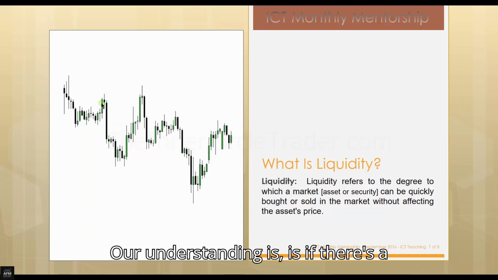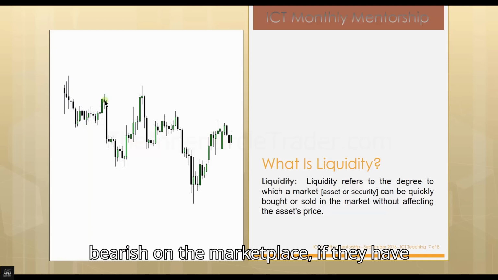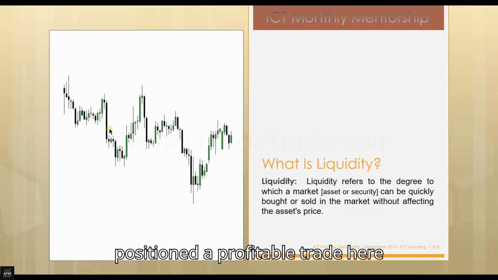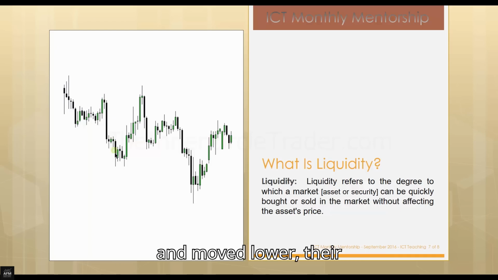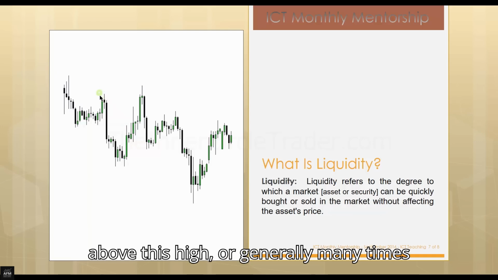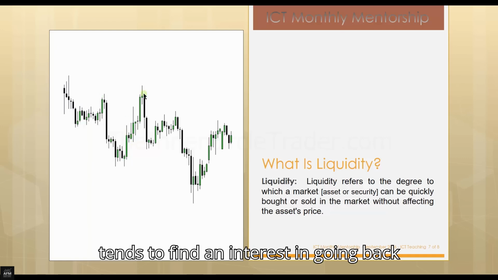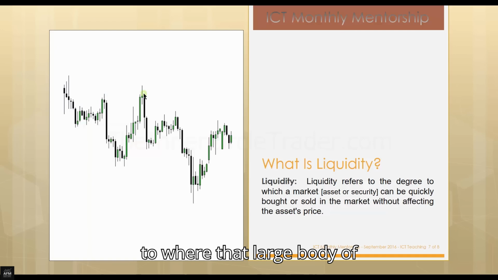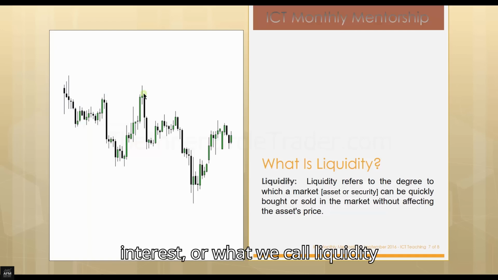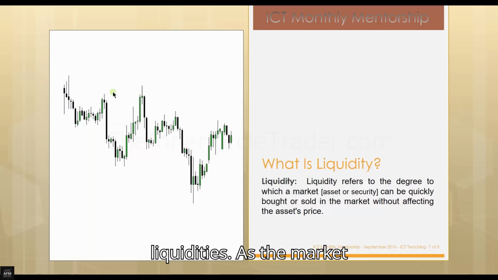Our understanding is if there's a short position, or traders that are bearish on the marketplace, if they have positioned a profitable trade here and moved lower, their stop loss order would be resting right above this high, or many times just right at that high. The market tends to find an interest in going back to where that large body of interest, what we call liquidity in the marketplace, would be buy liquidity.